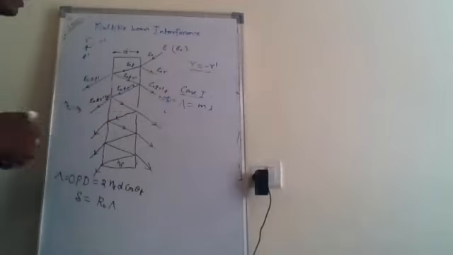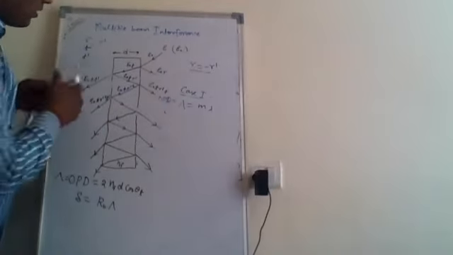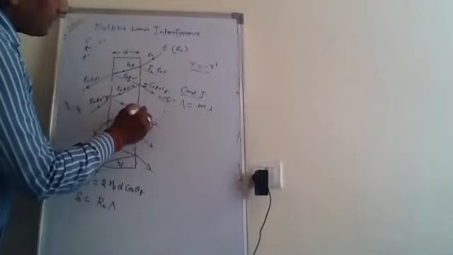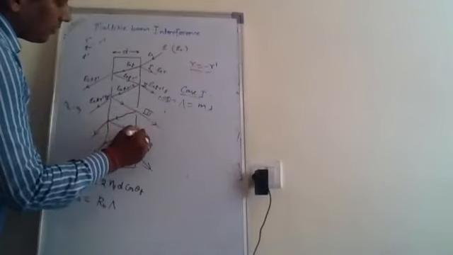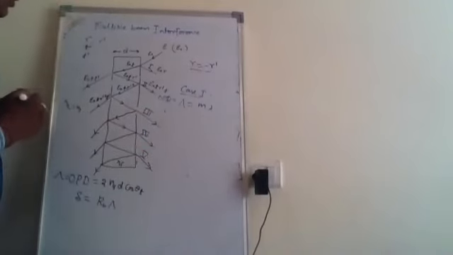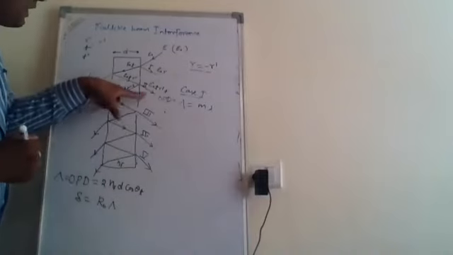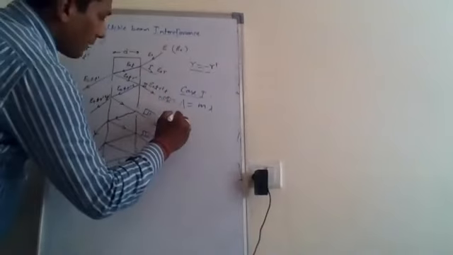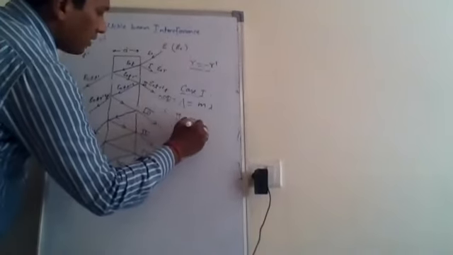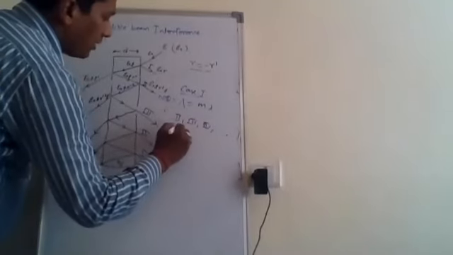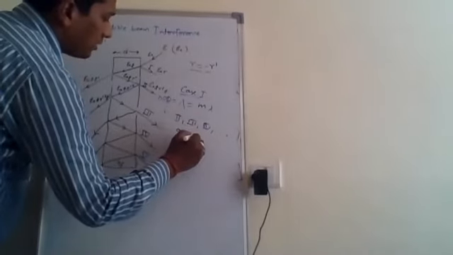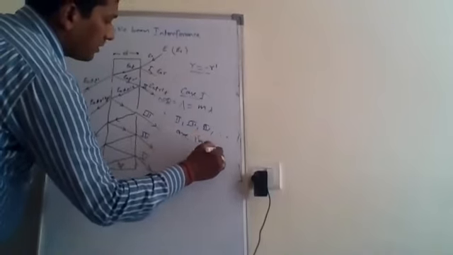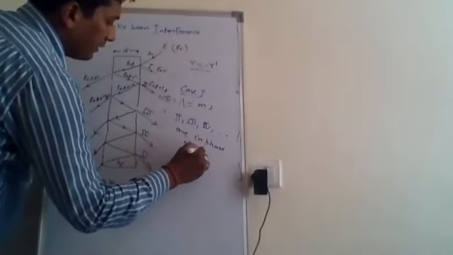What is the meaning of second? This is the first wave, this is the second wave, the second light. This is the third, this is the fourth, this is the fifth. So in the case of m lambda, the second, third, fourth, fifth, all the successive waves will be in phase at point P.